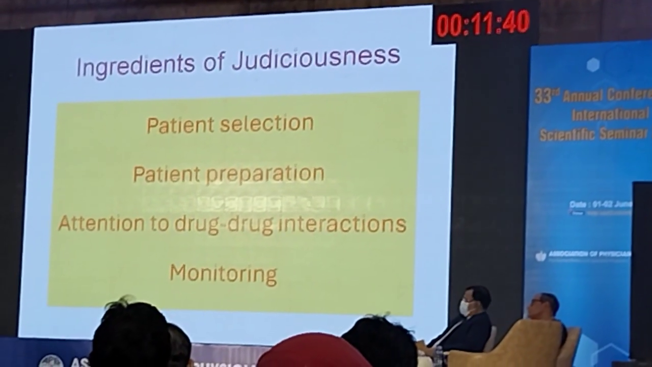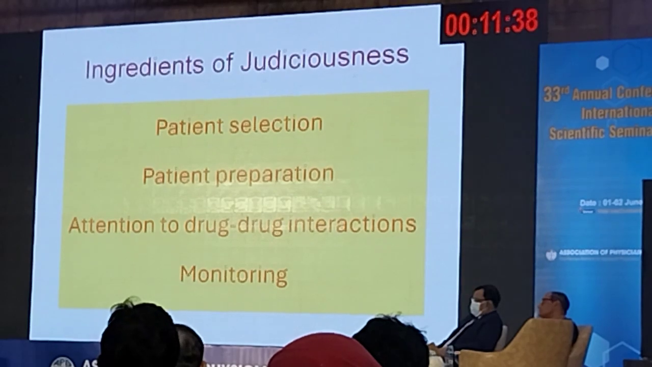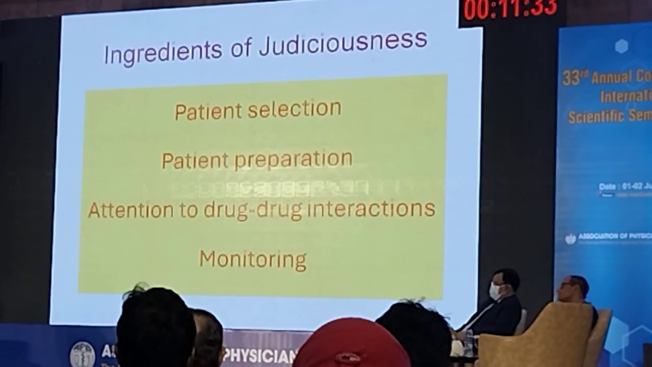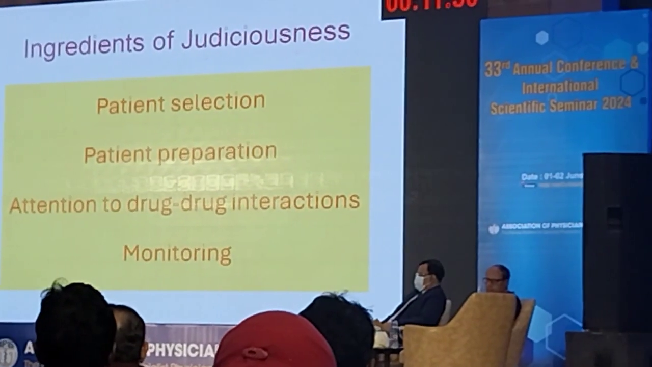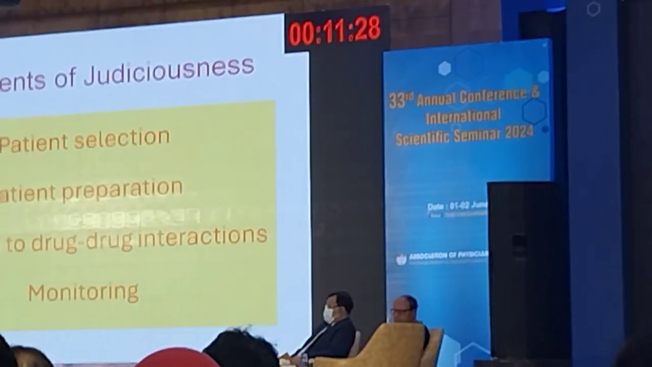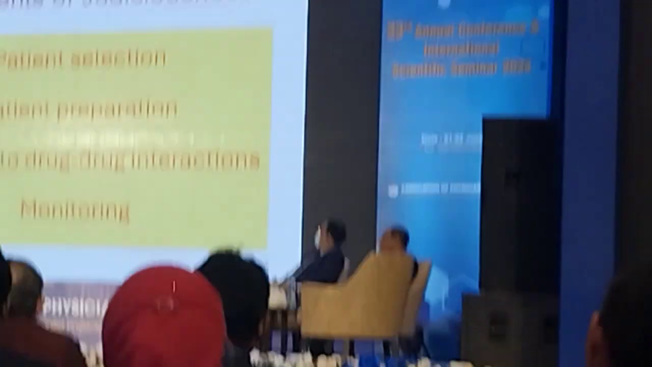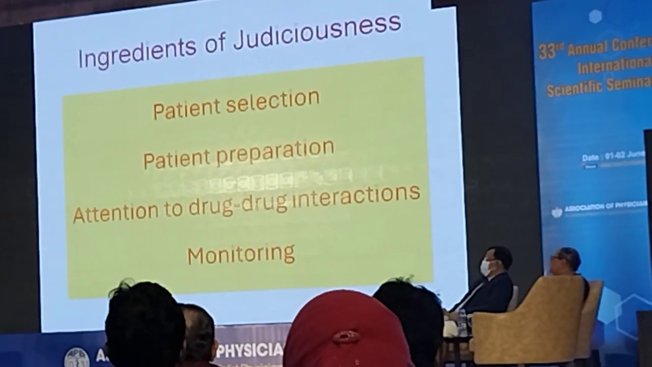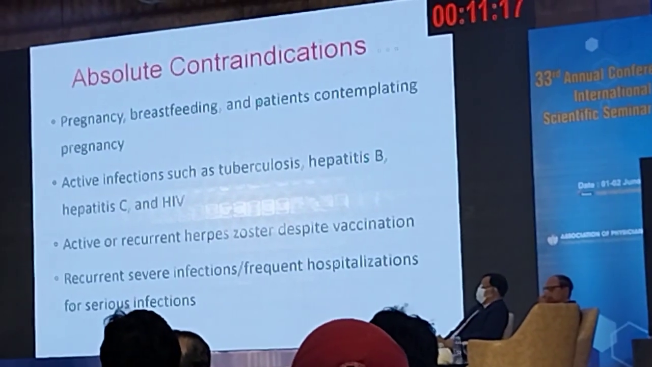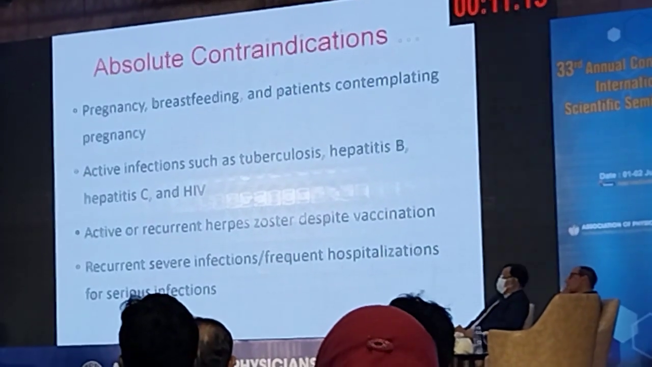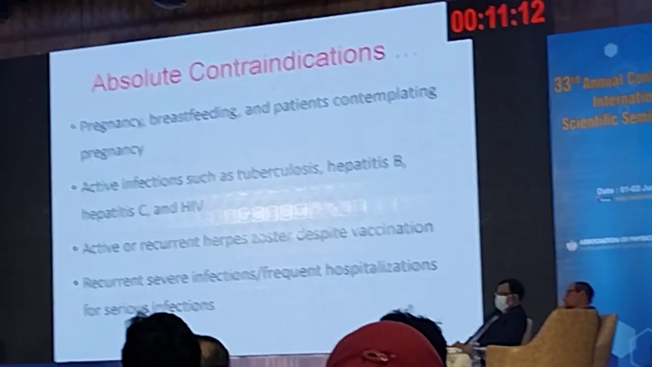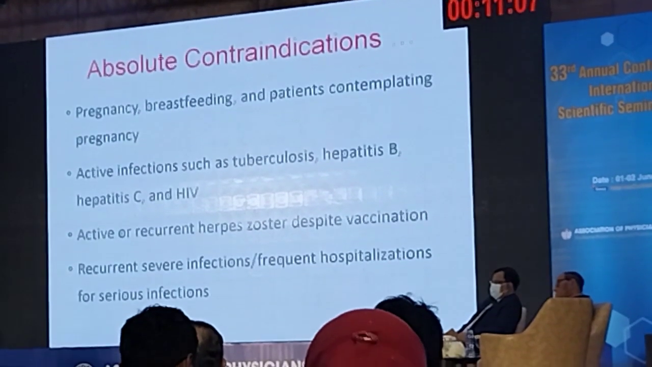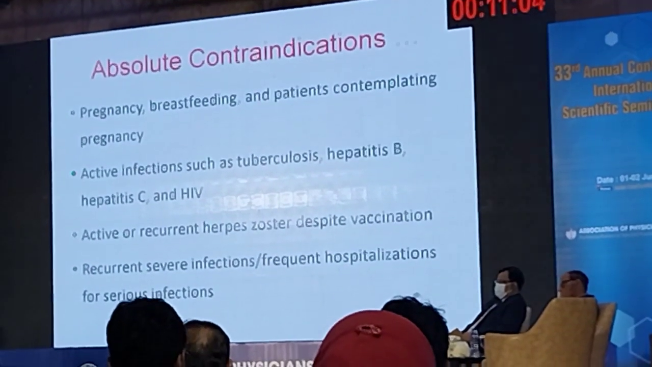Now, what are the ingredients? My topic is judicious use of kinase inhibitors, and there are actually a multitude of ingredients of judiciousness, but I shall highlight here only these 4 attributes of judiciousness: patient selection, patient preparation, attention to drug-drug interaction, and monitoring. So, now patient selection. Just before we decide to administer a JAK inhibitor to some patients, we have to consider what are the absolute contraindications.